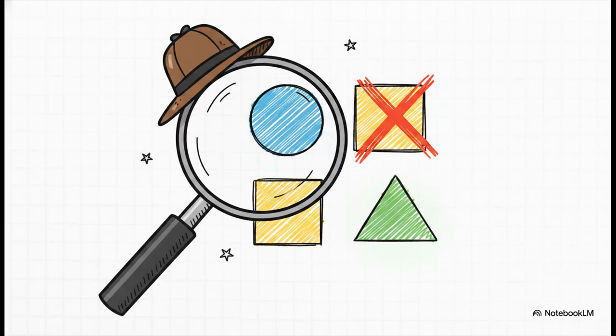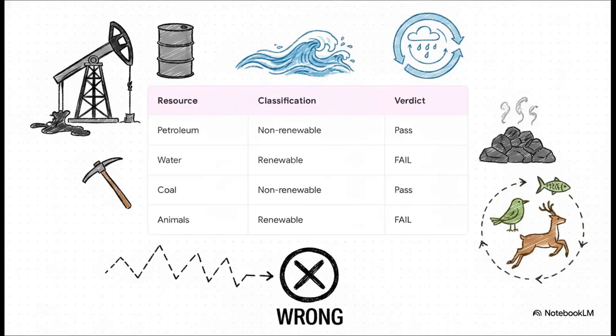All right, with that foundational knowledge locked in, you are fully equipped to take down this question. We are going to use one of the absolute best test-taking strategies out there, the process of elimination. Let's filter out the noise and find our answer. Starting with option A, petroleum is a fossil fuel, so it fits our definition perfectly. It passes, but then we hit water. As we know, water is constantly renewed by the natural water cycle, so that's a fail. Coal passes because it's non-renewable, but animals can reproduce, making them renewable, so they fail too. Because option A mixes these up, the overall verdict is a resounding wrong.